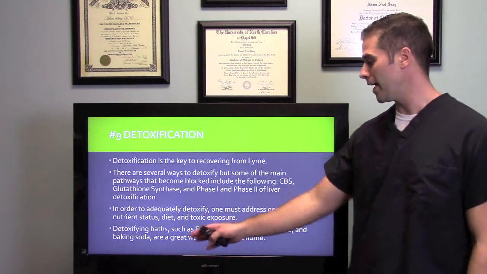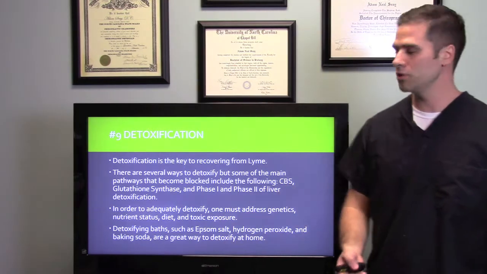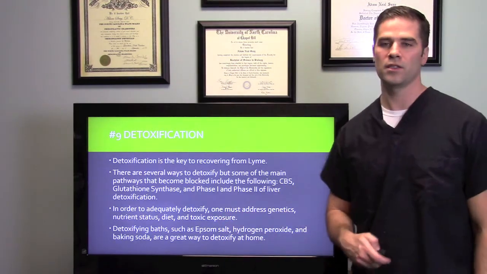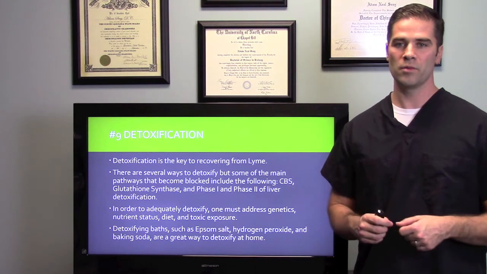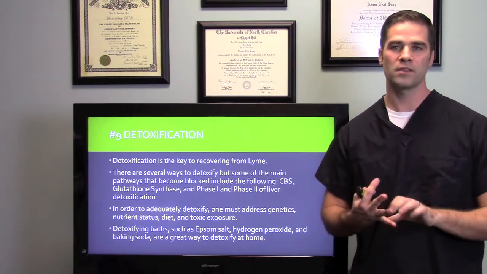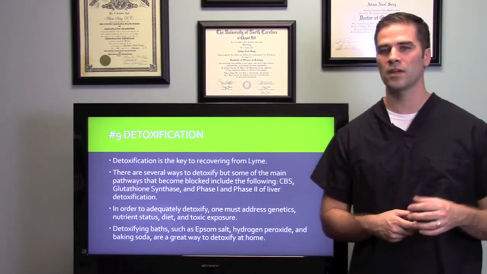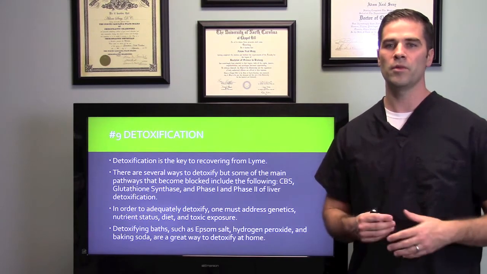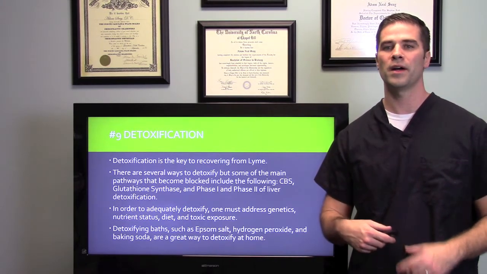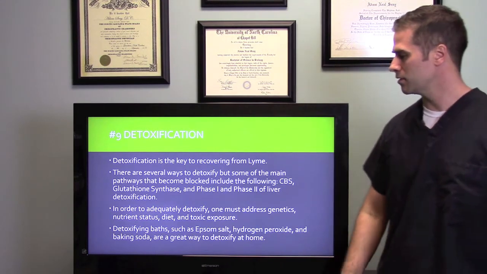In order to adequately detoxify, one must address your genetics, your nutrient status, and your toxic exposure. So the chemicals that you're using at home, we've got to start removing those. The toothpaste, the hairsprays, the hair gels, the deodorant, all those things you're coming in contact with, your household cleaners, perfumes, you've got to remove the toxicity from your body so your body can catch up and can do a better job at removing toxins.